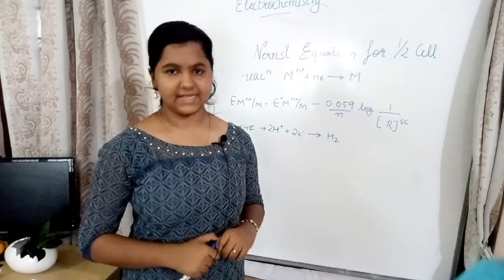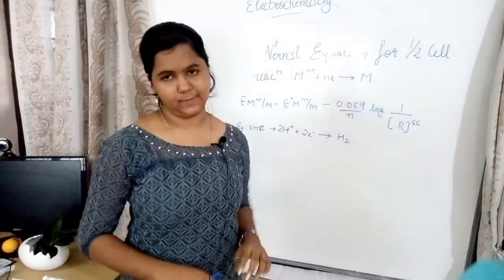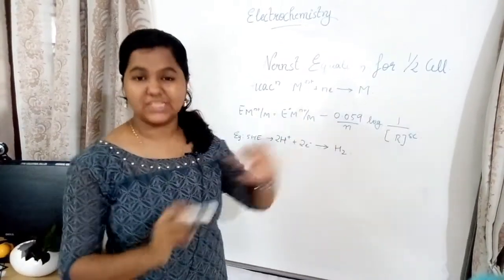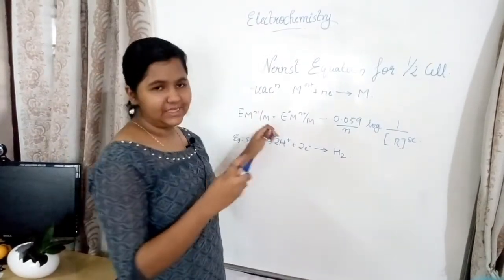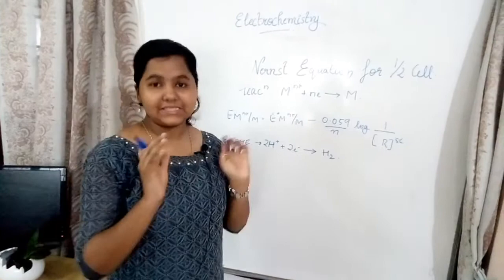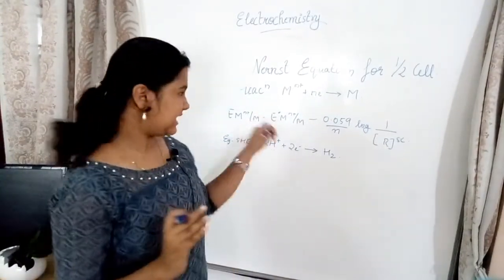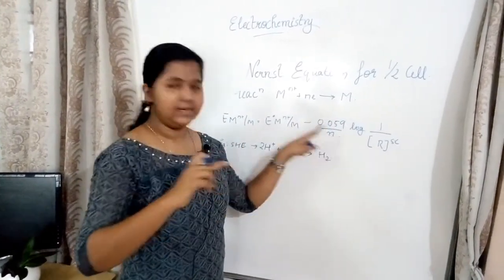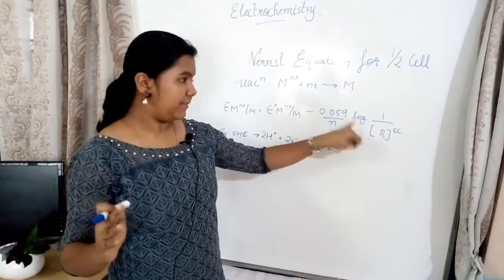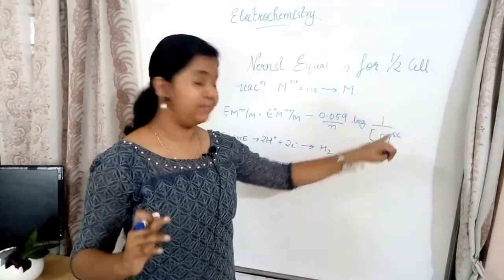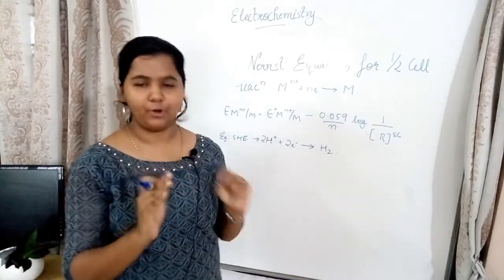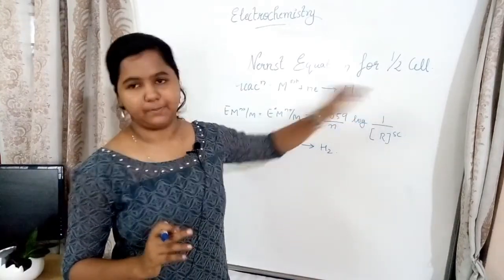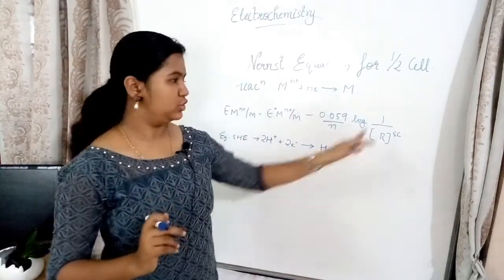So next we'll discuss the Nernst equation for a half cell, for which a reaction is Mn+ plus n electrons give M. So this is a general metal representation. This is the equation. E of Mn+/M is equal to E0 of Mn+/M minus 0.059 divided by n, the same, into log 1 divided by reactant ion raised to stoichiometric coefficient. Why is there no product ion? Because you can see in the equation there is no ion on the product side, only on the reactant side there is an ion. So it remains as 1.